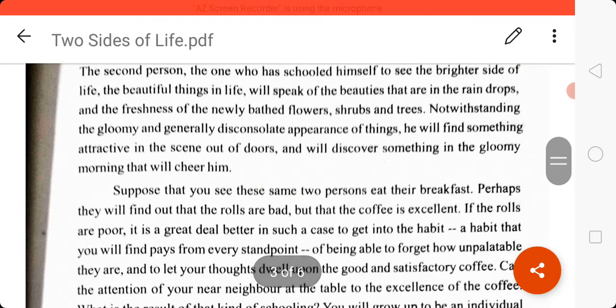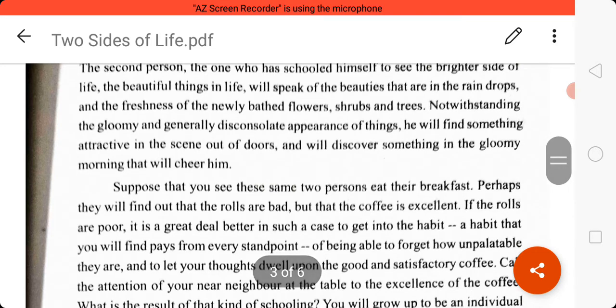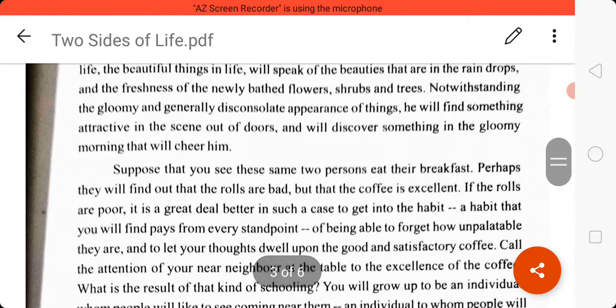So after raining, you see the flowers blossom with freshness, with a sweet smell, and the raindrops on the leaves and the flowers will look very beautiful. Shrubs and trees, notwithstanding the gloomy and generally disconsolate appearance of things, he will find something attractive in the scene out of doors, and will discover something in the gloomy morning that will cheer him.